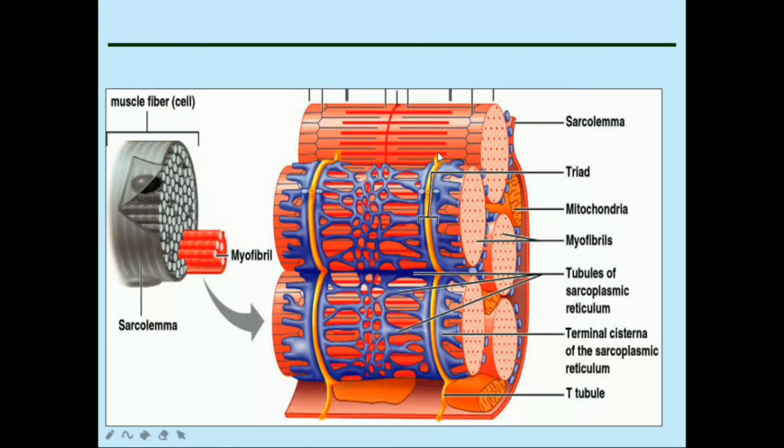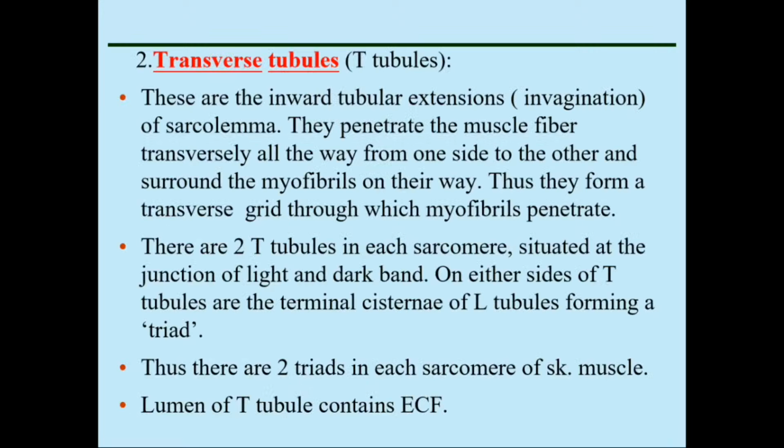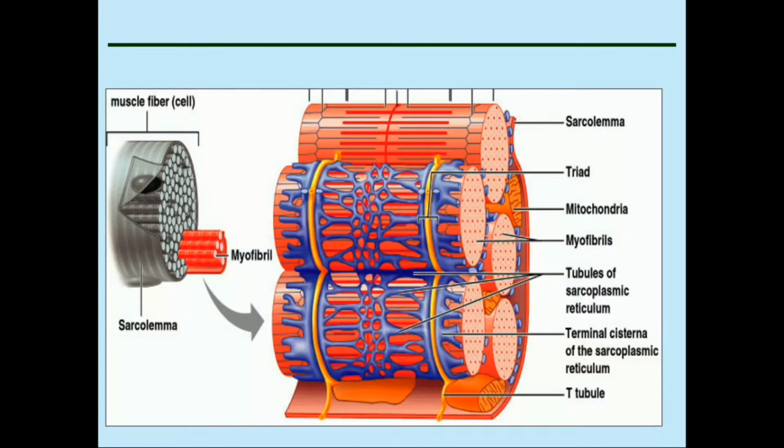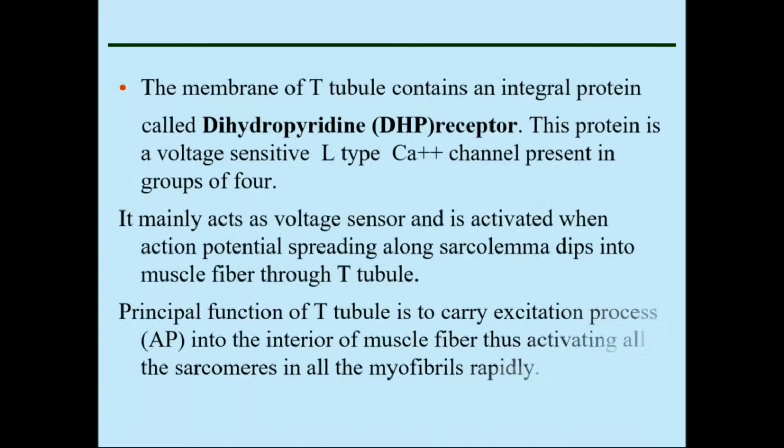This is the junction, and at each junction there is one T tubule, and thus there are two triads. There are two triads in each sarcomere in the skeletal muscle. The lumen of the T tubule contains extracellular fluid for the simple reason it is an extension of the cell membrane. So whatever is outside the cell membrane, that is extracellular fluid, it also goes through the T tubules. So the fluid that is present in the T tubules is extracellular fluid.